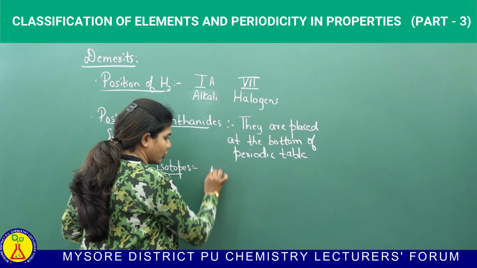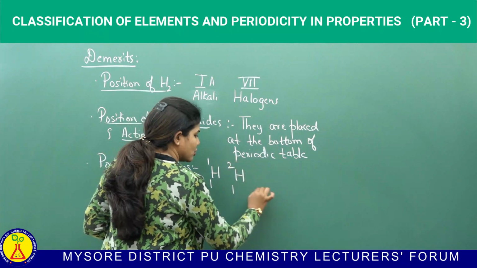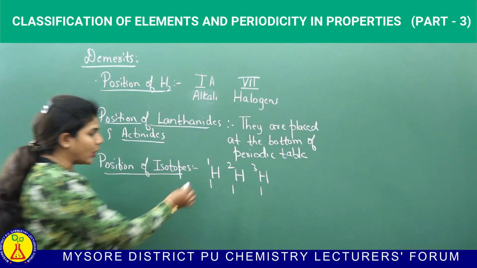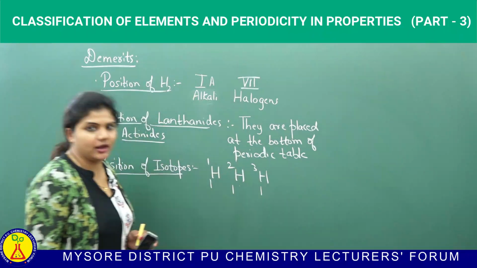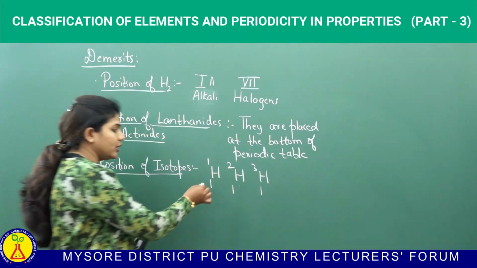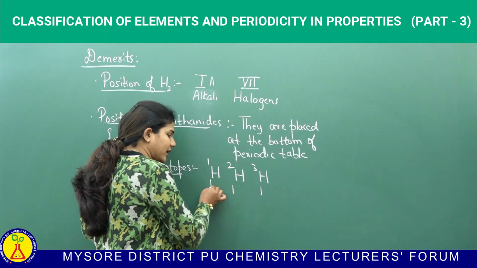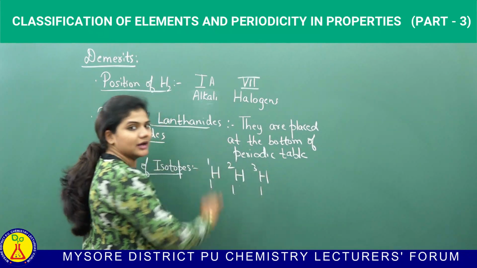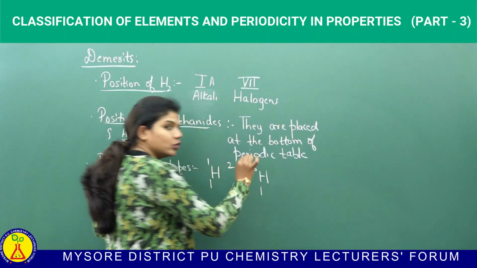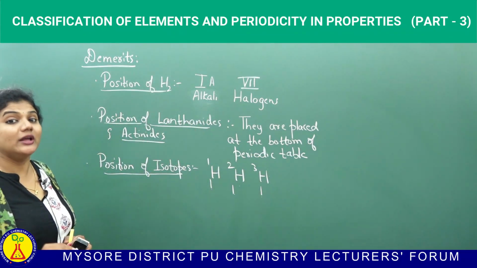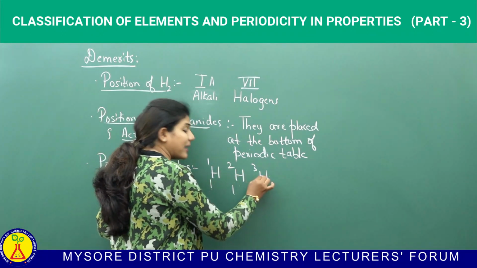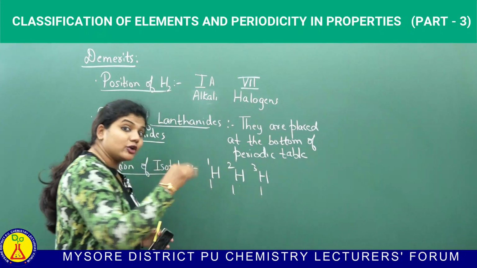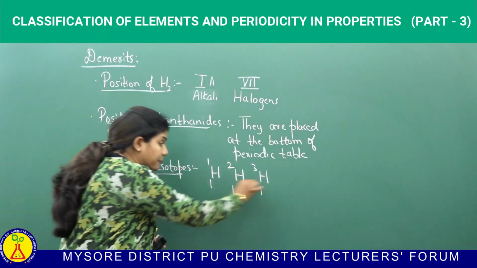Now look at an example of isotopes. 1H1, 1H2, 1H3. These three are the isotopes of hydrogen: protium, deuterium, tritium. What is this? This refers to atomic number. This is mass number. These three are isotopes of hydrogen. Ma'am, what are isotopes? These are the elements of the same atom having the same atomic number but different atomic mass. Atomic mass will be different, only the atomic number is the same.